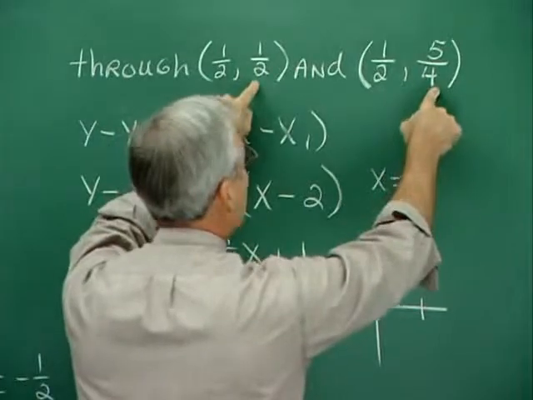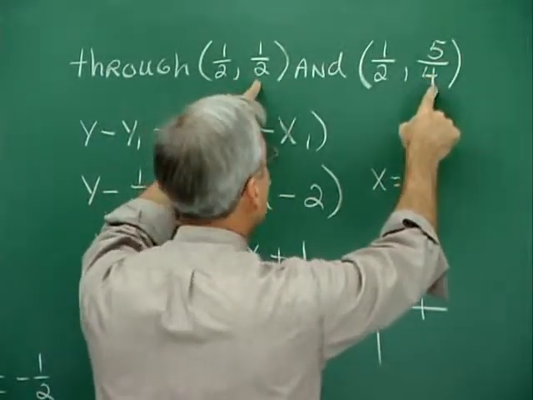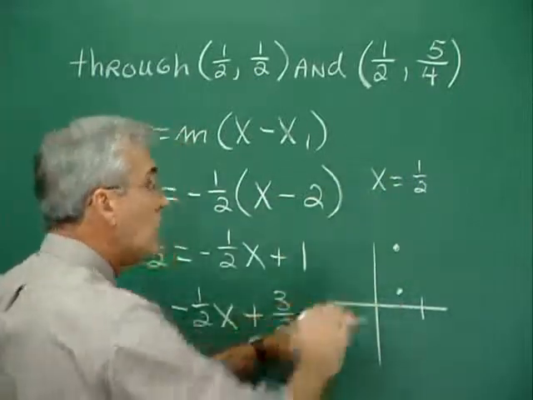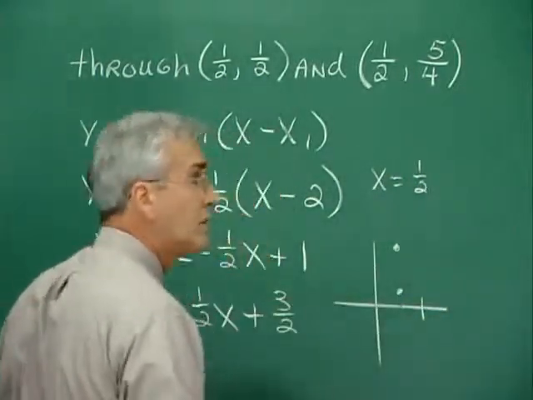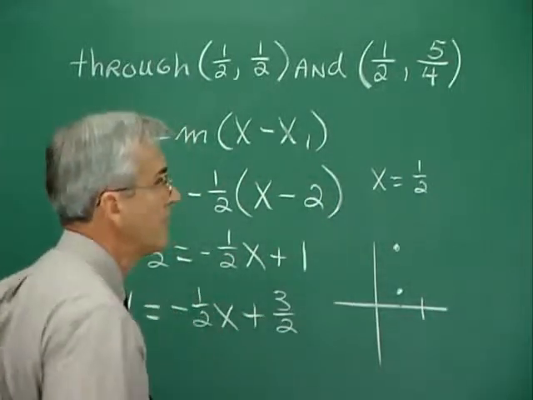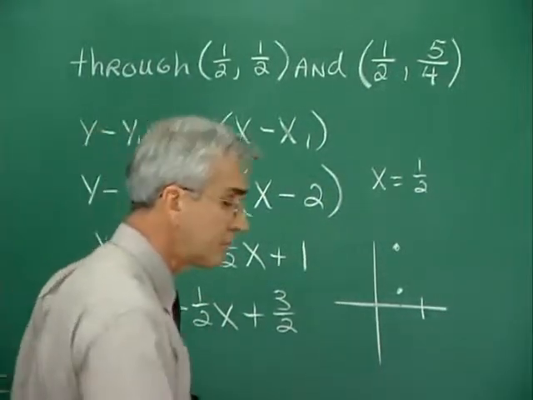Now, if the y components are the same, then the vertical distances for both points are the same. So we have a horizontal line, and again, we can get to the equation right quick without doing all of this business. Okay, those are nuances.